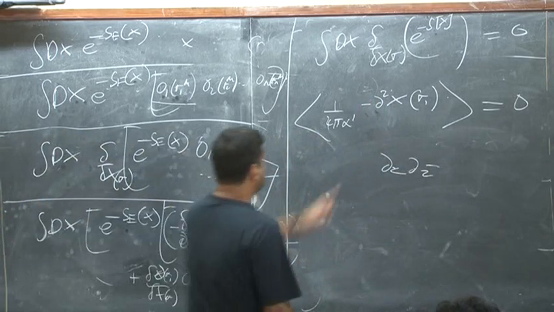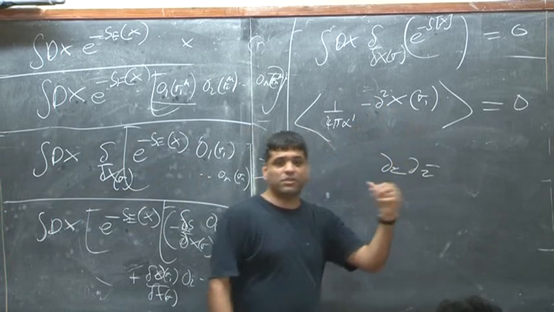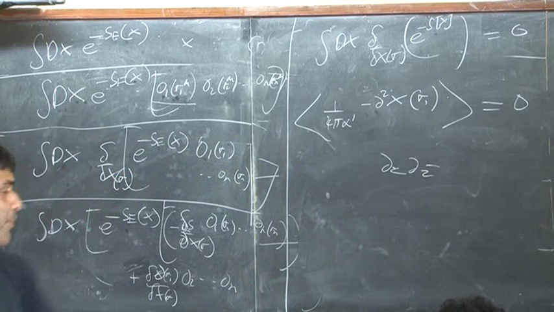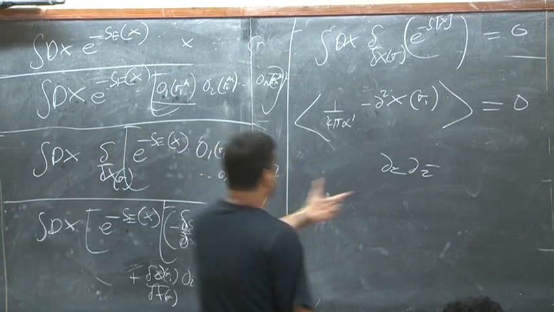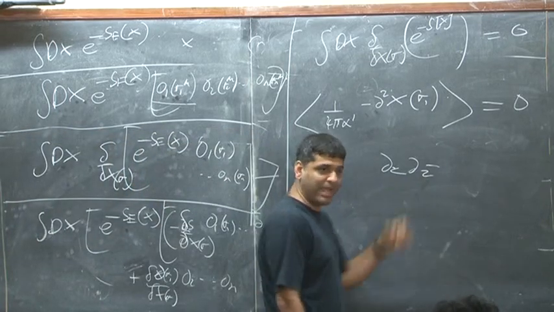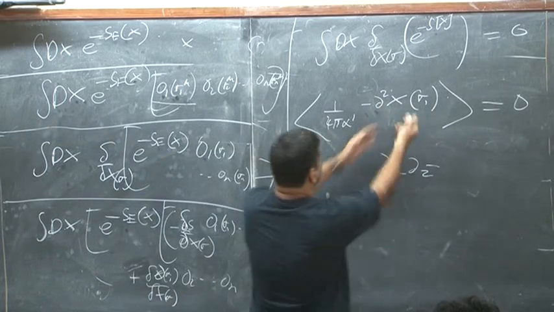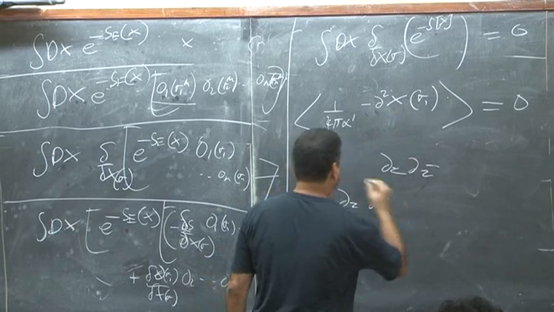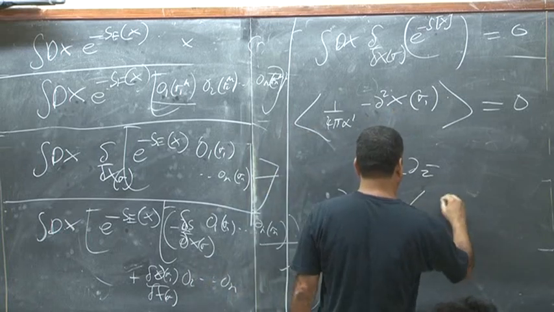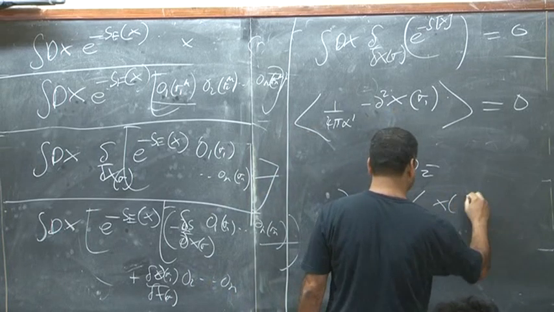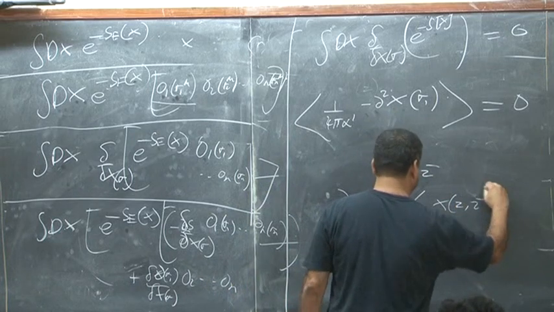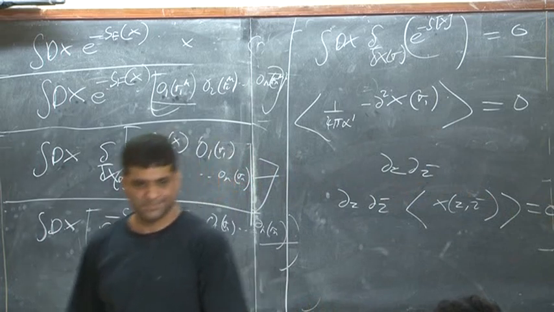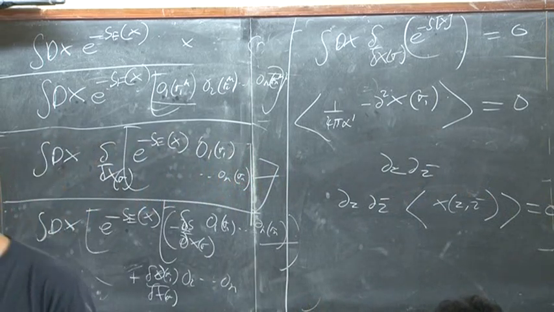So what have we discovered? We discovered that the one-point function of x inserted within the path integral obeys its equation of motion. So if you've just got one insertion of x, del z bar of x of z bar is equal to 0. Is this clear?